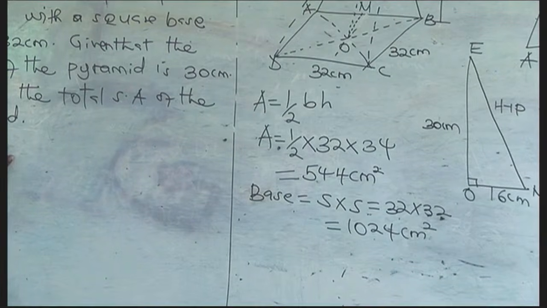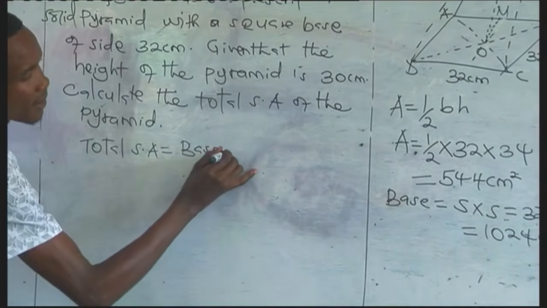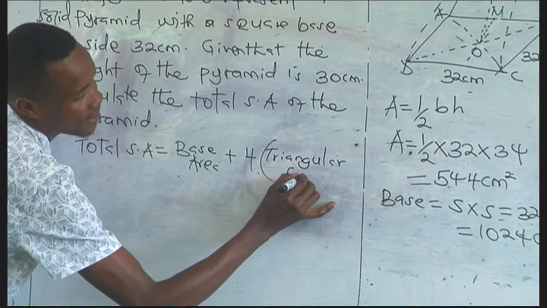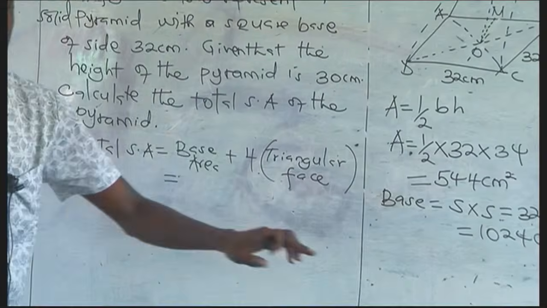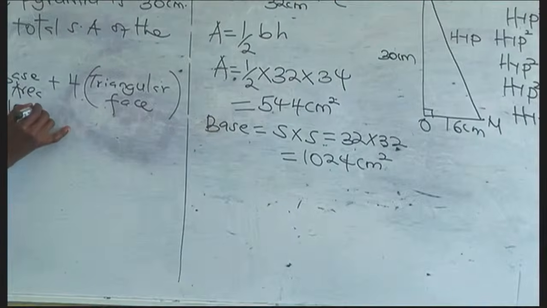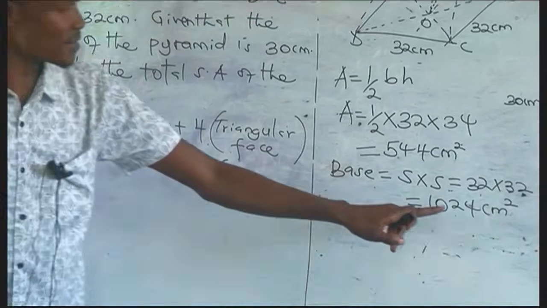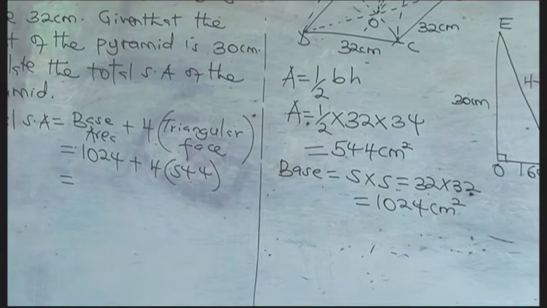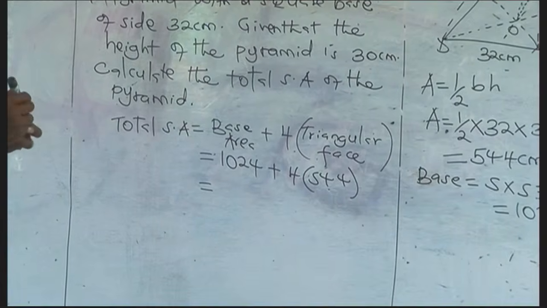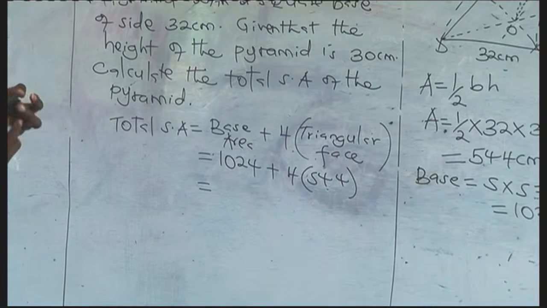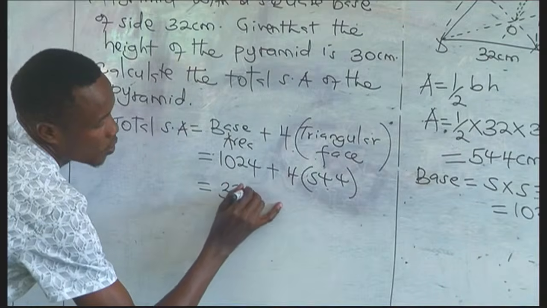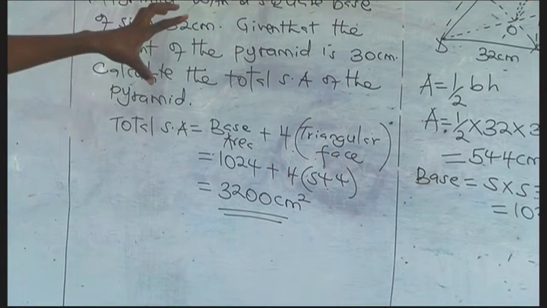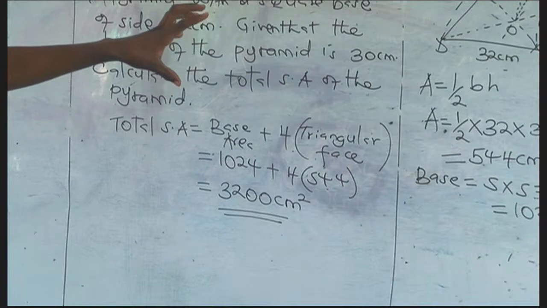So total surface area will be base area plus 4 into the triangular face. The base area, we have it as 1024, plus 4 into the triangular face area, which we have as 544. If you work it out, it will be 4 times 544 plus 1024. That gives you the total area as 3,200 square centimeters. And by doing so, we shall have obtained the total surface area of a square-based pyramid.